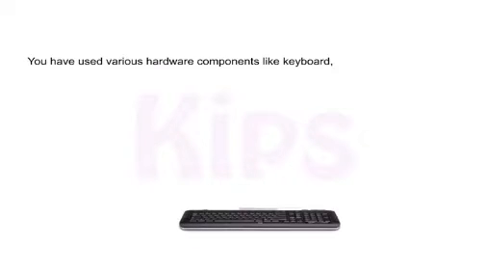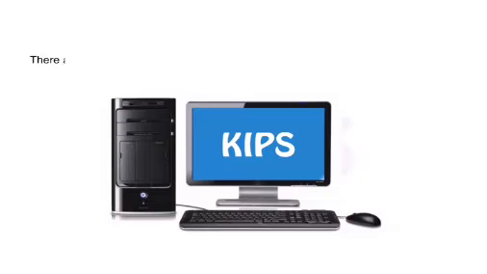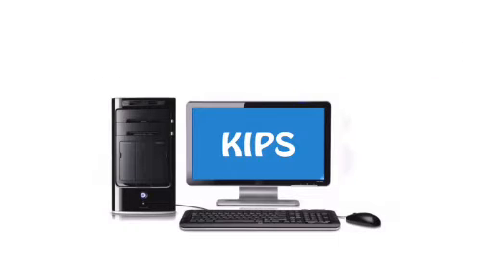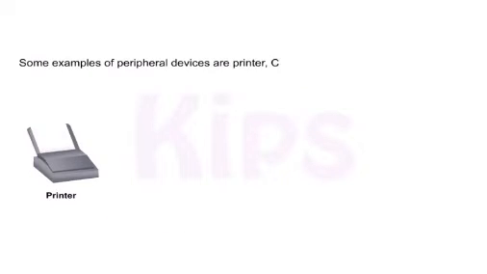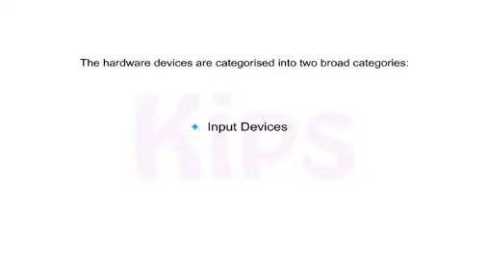You have used various hardware components like keyboard, mouse, CPU, monitor, etc. There are some other additional devices that are attached to the computer to provide additional functionality. These devices are called peripheral devices. Some examples of peripheral devices are printer, CD, scanner, microphone, and modem. The hardware devices are categorized into 2 broad categories: input devices and output devices.